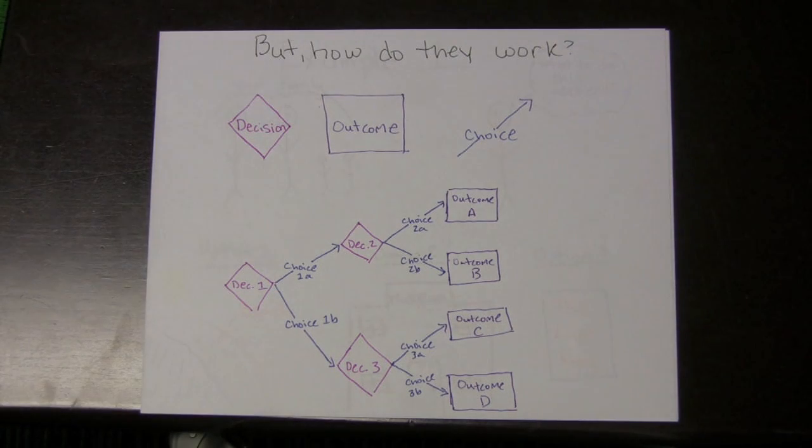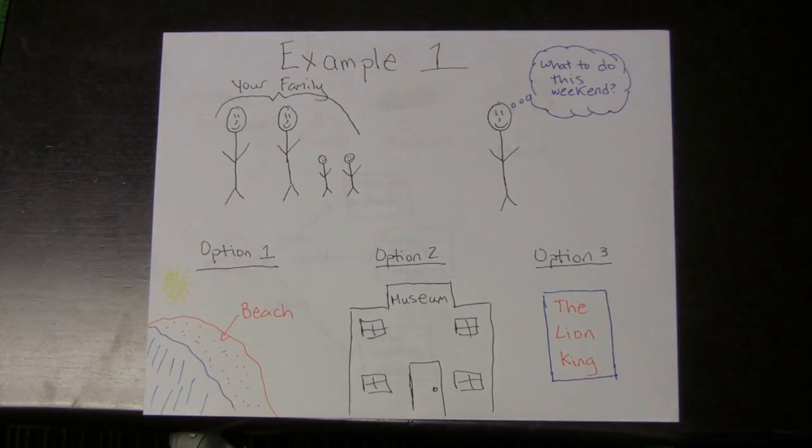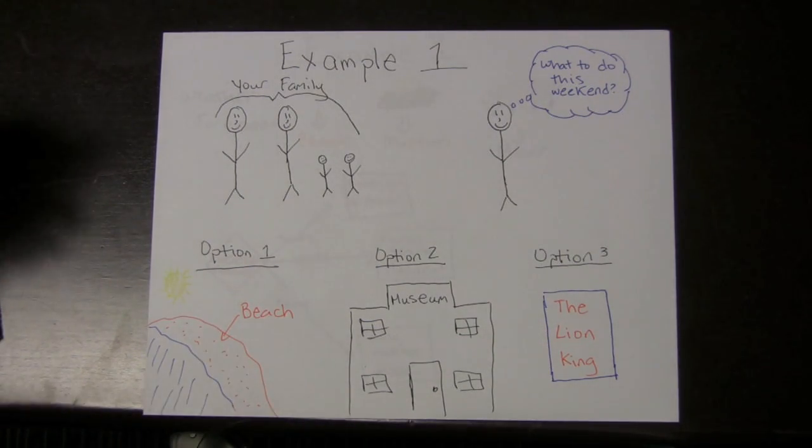So let's put an example. How would this work in real life? Let's say you're with your family, and you need to figure out something to do for the weekend. Well, we're going to say you have 3 options. You could go to the beach, yay beach. You could go to the museum and learn something, or you could stay home and watch The Lion King. But how do you decide?